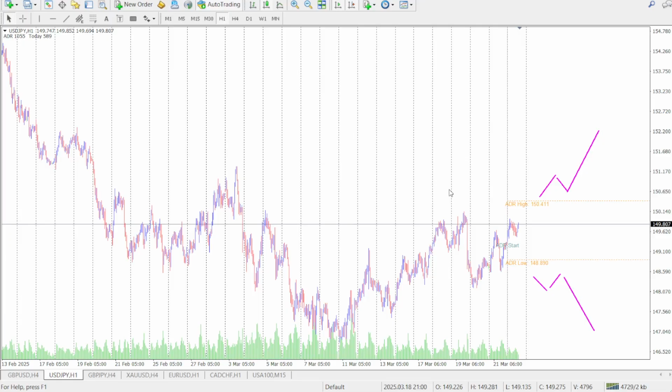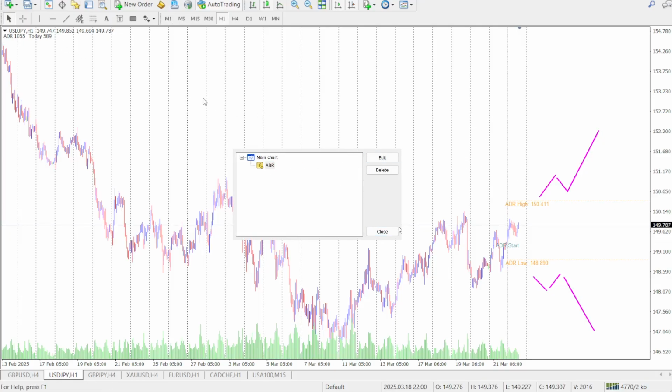The ADR indicator derives its values, like I said before, from the average true range indicator, meaning that you can adjust it. You can see the ATR period is here. You can adjust the ATR period for more accuracy. For example, if you want the indicator to react quickly to price changes, you can use a low value. 5 to 10 is fine, for example.